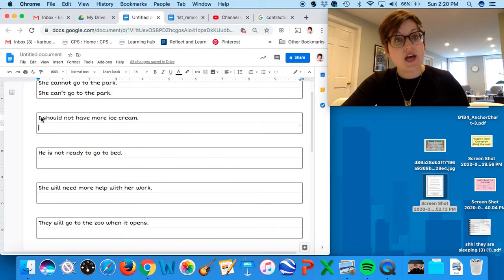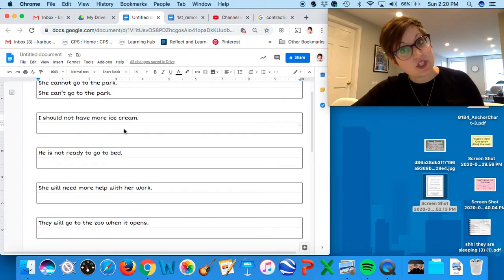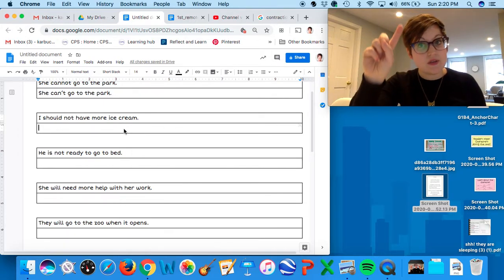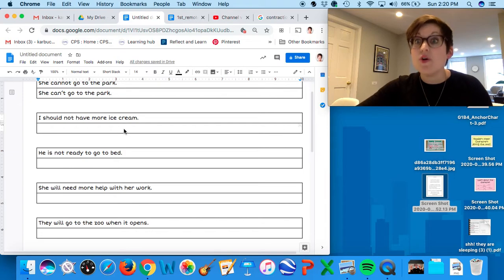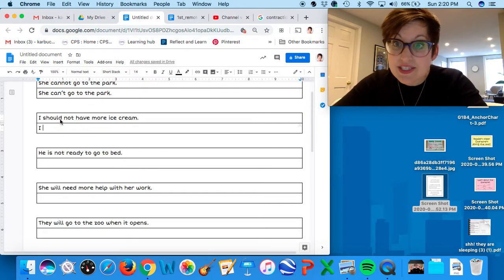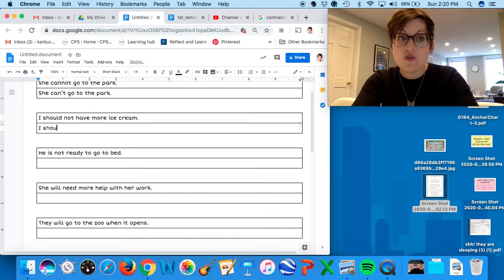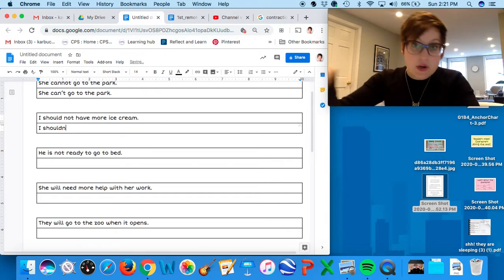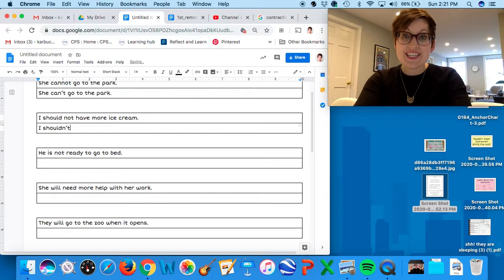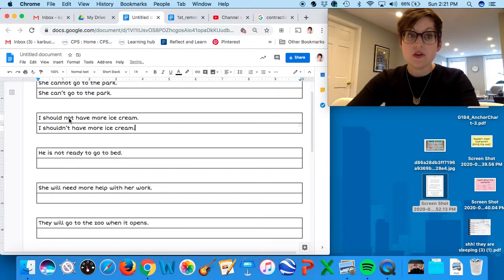Our next sentence, I should not have more ice cream. So what two words can we bring together and get rid of some letters with an apostrophe? Yeah, the word should and not. So I will write I, and remember that N needs to go next to the D. So S-H-O-U-L-D-N. You get rid of the L and put an apostrophe instead, and a T. Shouldn't. I shouldn't have more ice cream. Okay, so should not becomes shouldn't.